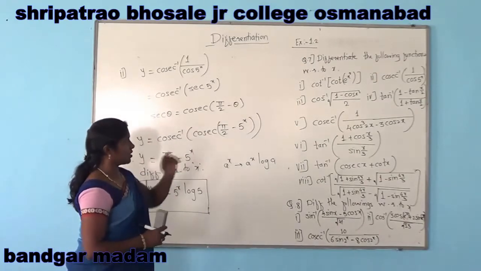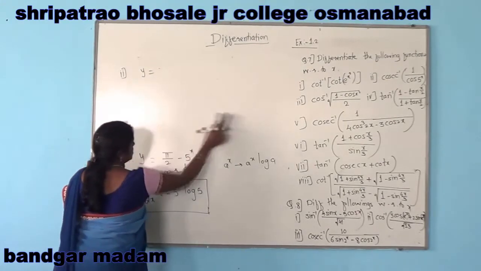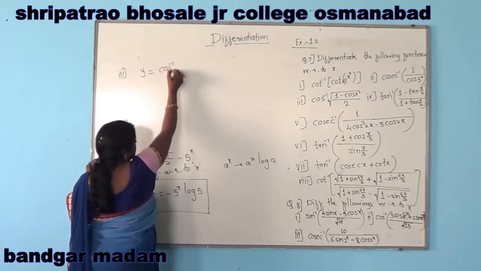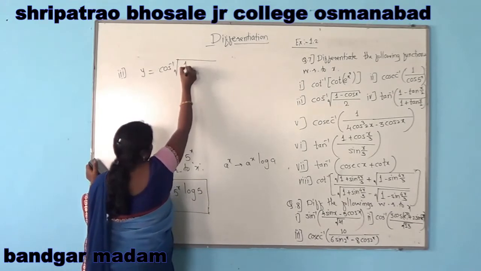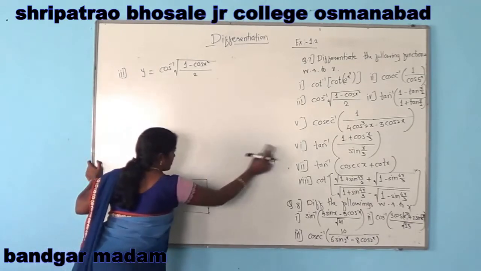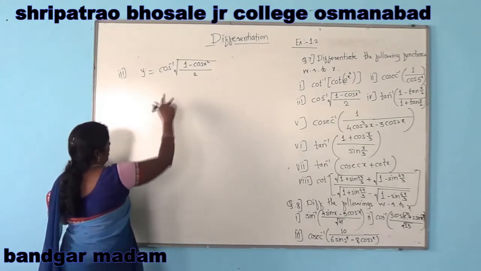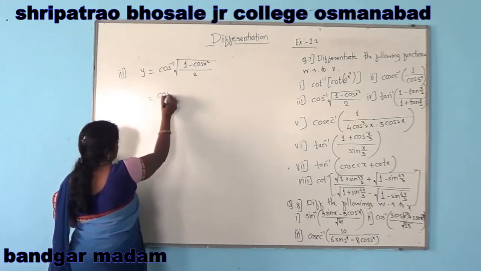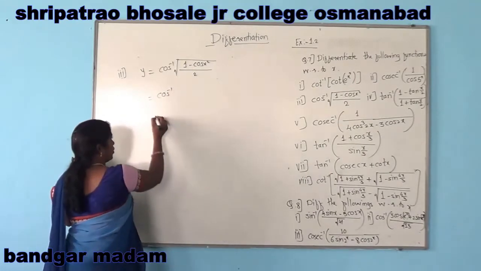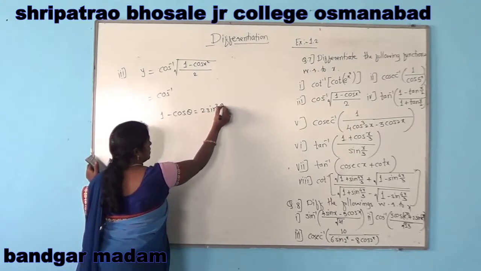Now we are going to solve the third question. The third question is y is equal to cos inverse of under root of 1 minus cos x square upon 2. Okay, to simplify, we have to solve this bracket, and in this bracket we have the form 1 minus cos theta, and we know the formula 1 minus cos theta is equal to 2 sin square theta by 2.